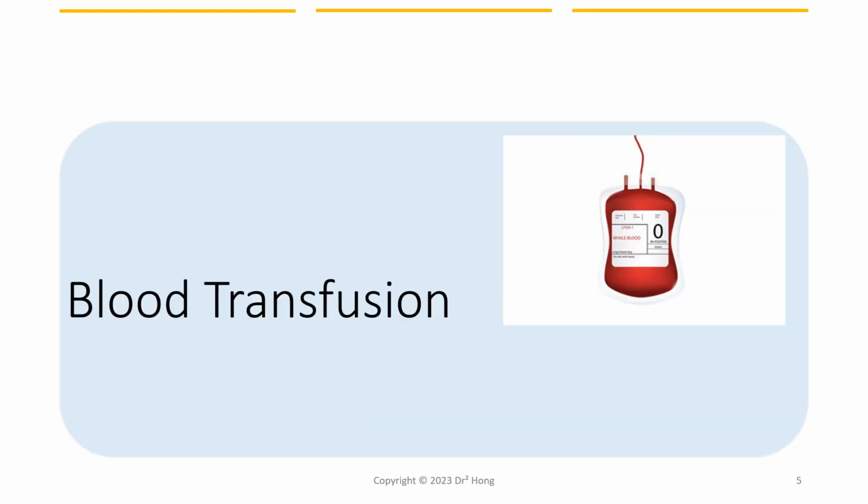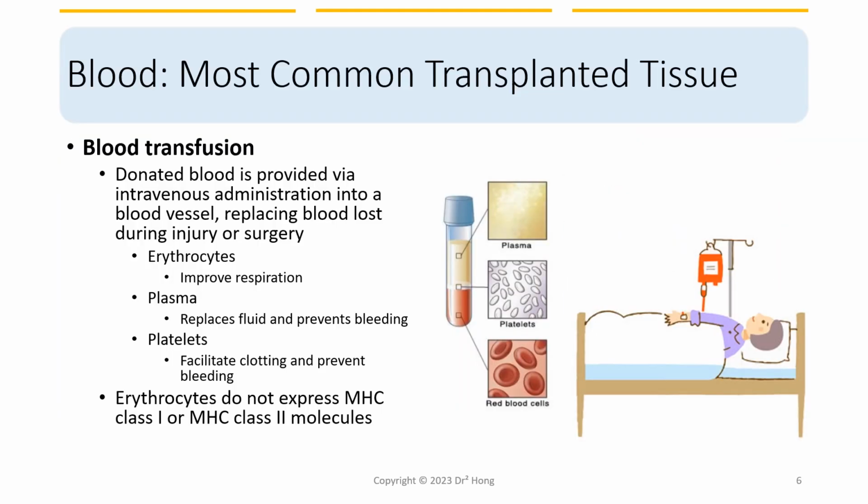Let's first look at blood transfusion. Blood is the most commonly transplanted tissue. Donated blood is provided via intravenous administration into a blood vessel, replacing blood lost during injury or surgery. Whole blood contains erythrocytes or red blood cells, plasma, and platelets. Red blood cells, although they do not have either MHC class 1 or class 2 molecules, still have other surface antigens, and if they are not matched properly, it can lead to problems.